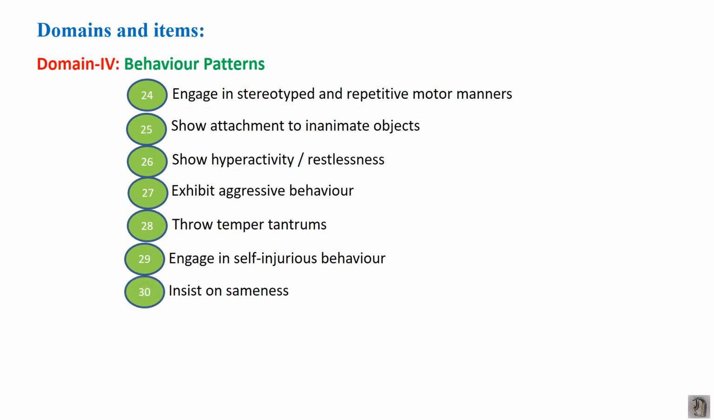Insist on sameness, yes. Here children with autism may resist change in their routine. So if you change the place, he may get frustrated. So check if the child wants to sit at the same place, read the same story, read the same book, sit at the same table. All these things you need to identify. It should be the same. Okay, so let us move to the fifth domain, which is called sensory aspects.